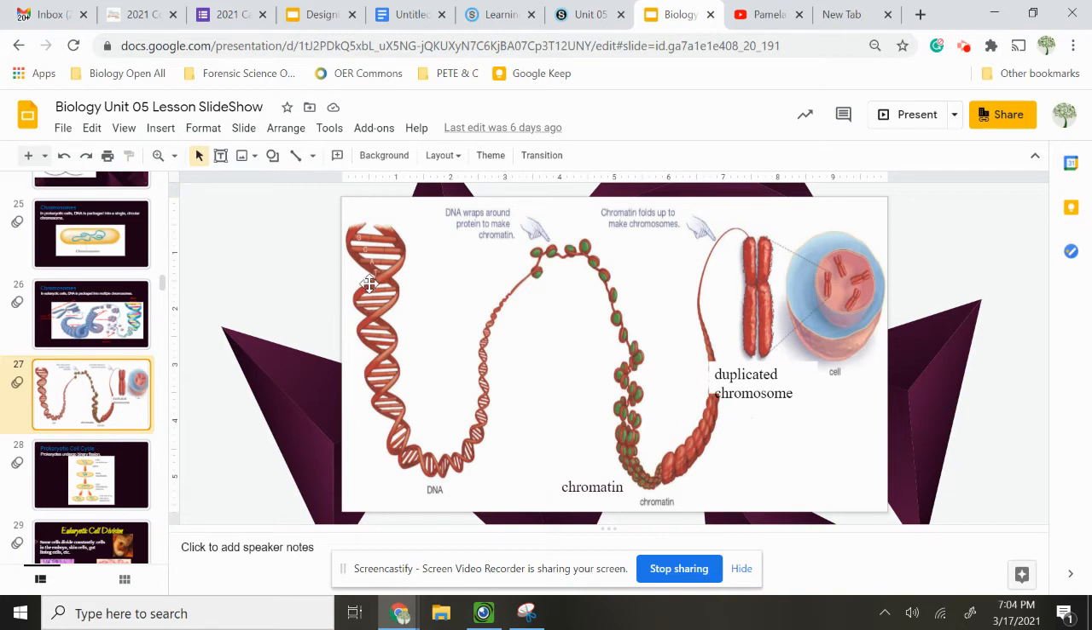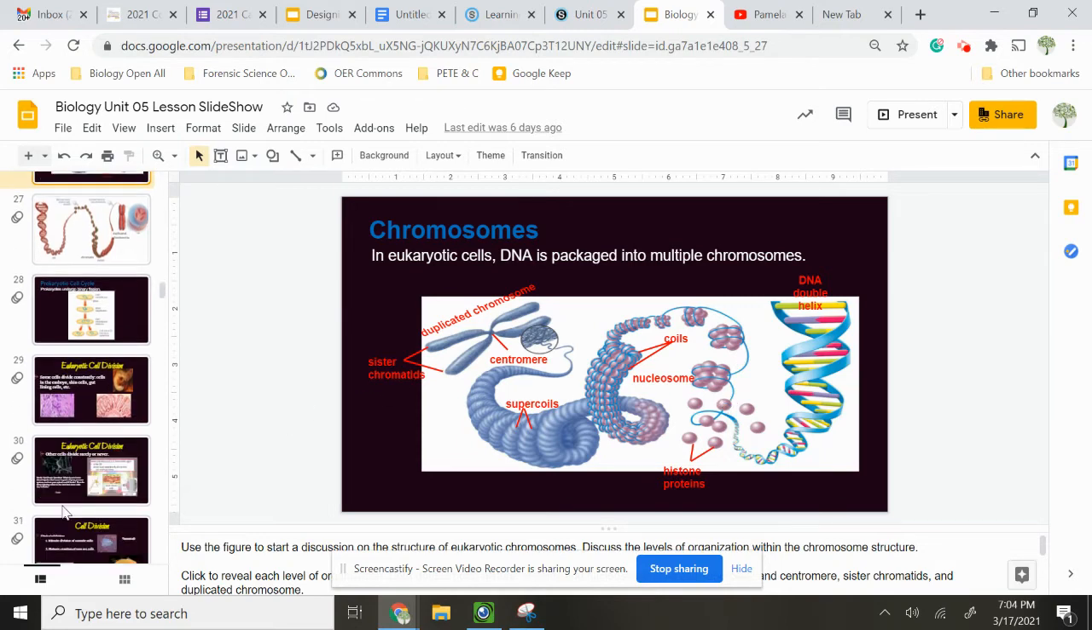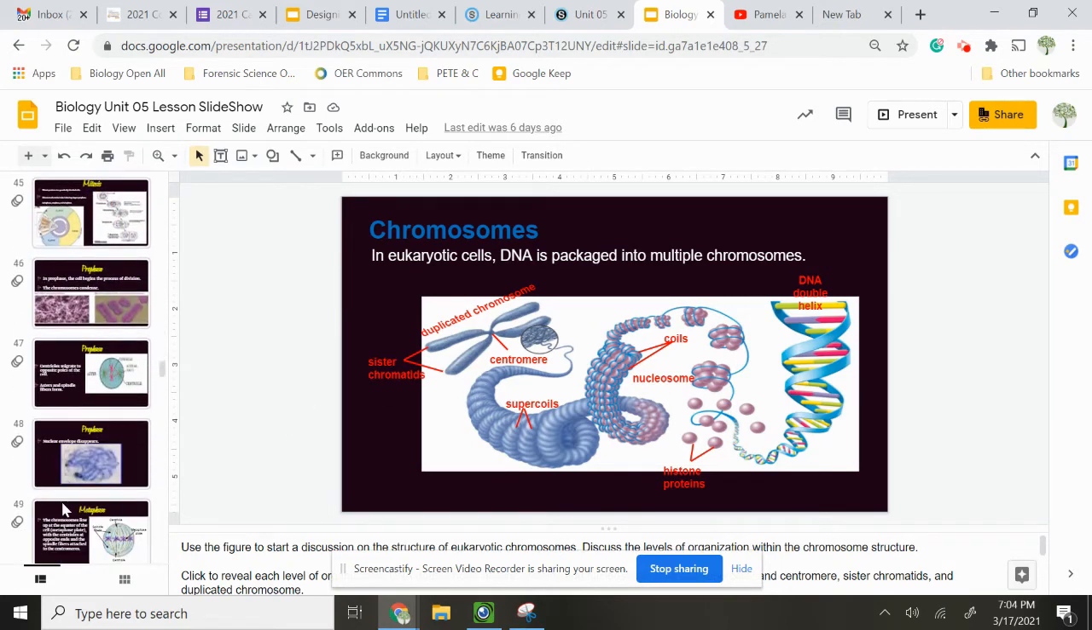And then when prophase comes along, it starts to organize. It starts to wrap itself around little proteins called histones. And then it's going to supercoil and wrap itself up some more and become these really nice organized chromosomes. So that's slides number 26 and 27, showing how the DNA forms into chromosomes during prophase.